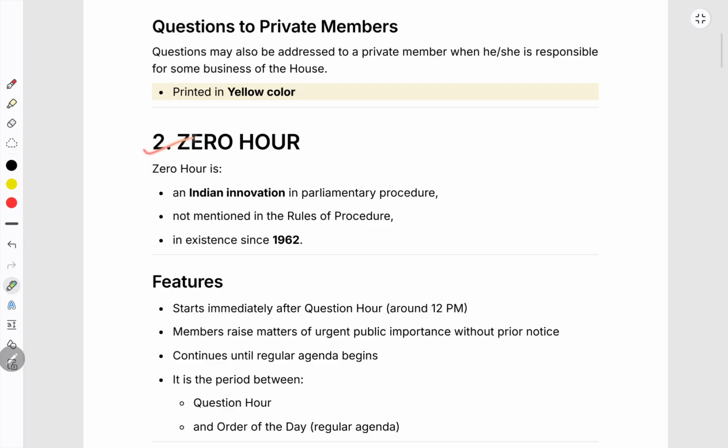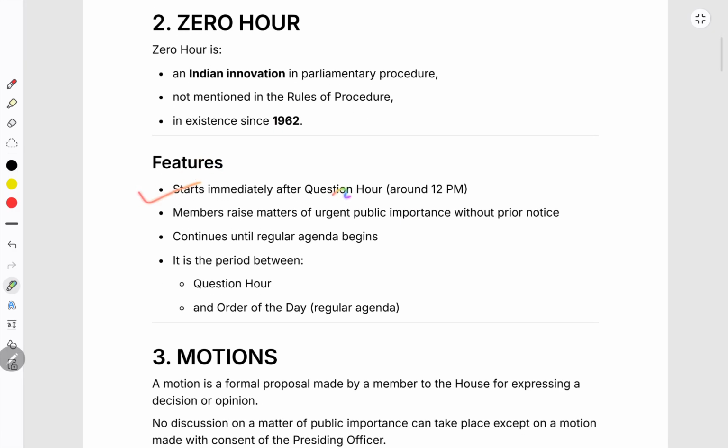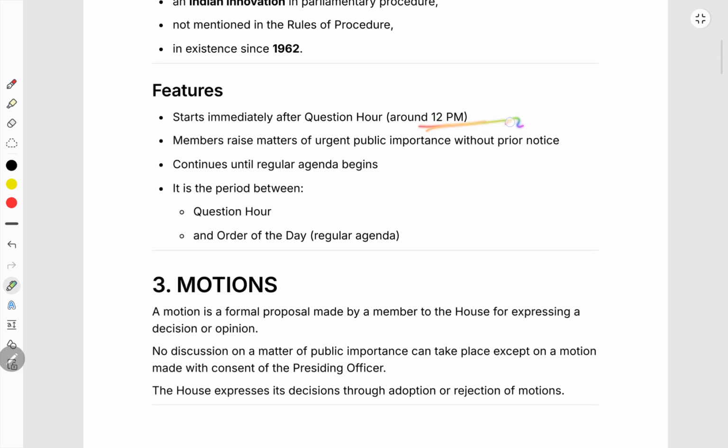Now second is the zero hour. Zero hour is an Indian innovation in parliamentary procedure, okay, and this is not mentioned in the rules of procedure but it is there since 1962. So zero hour में क्या होता है, this starts immediately after the question hour, okay, and members raise matters of urgent public importance without prior notice, okay, and this continues until the regular agenda of the parliament begins, right? So this is basically the period between the question hour and the order of the day, regular agenda. So that time is called the zero hour, okay, which is around 12 p.m.